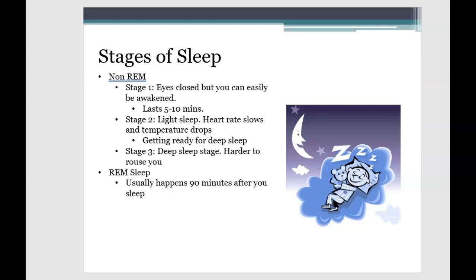Stages of sleep. So know your stages, and I have them right here. You have stage 1, 2, and 3. You have non-REM sleep, and rapid eye movement. That's eyes closed, but you can easily be awakened. So look at your stage 2 is light sleep, and stage 3 is your deep sleep, harder to arouse. Now REM sleep usually happens 90 minutes after you sleep.